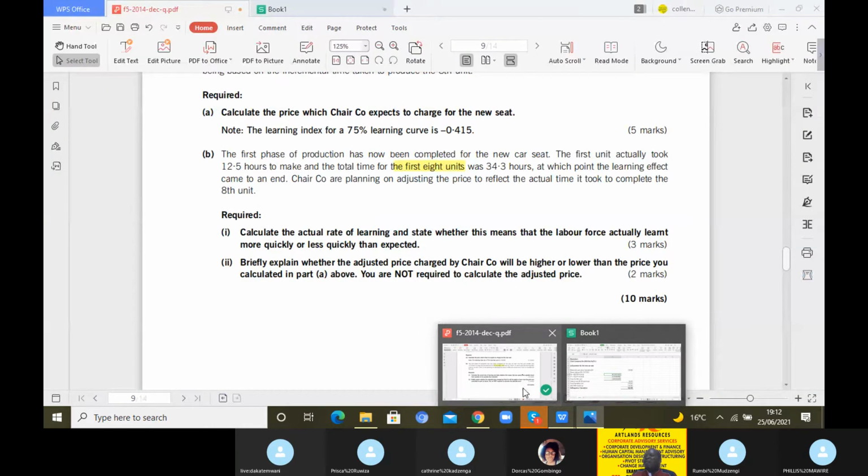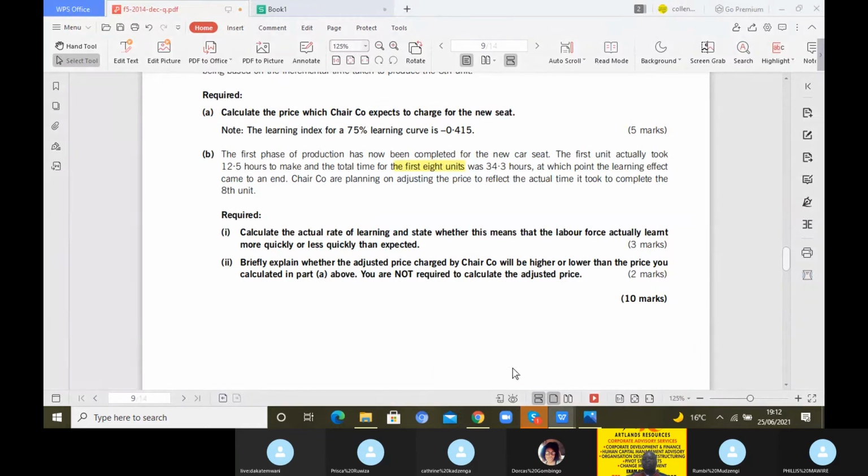So if there is no more learning, this formula for calculating T8, saying 8 times average of 8, doesn't apply, because there's no more learning. Now, the company is planning on adjusting the price to reflect the actual time it took to complete the 8th unit. Now the question is, calculate the actual rate of learning and state whether this means that the labor force actually learned more quickly or less quickly than expected.